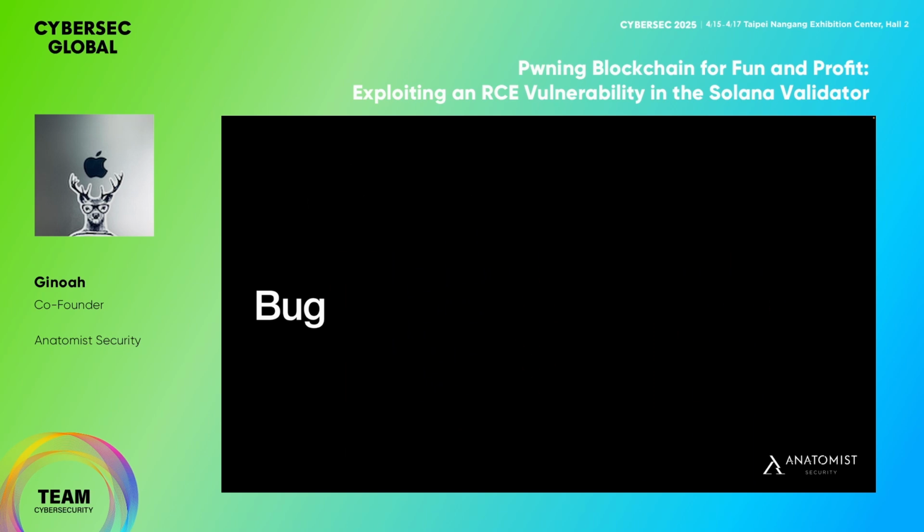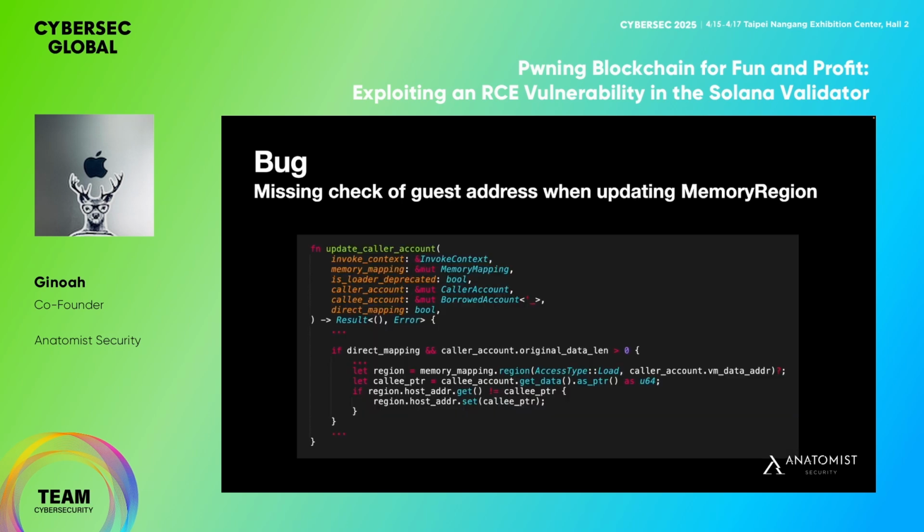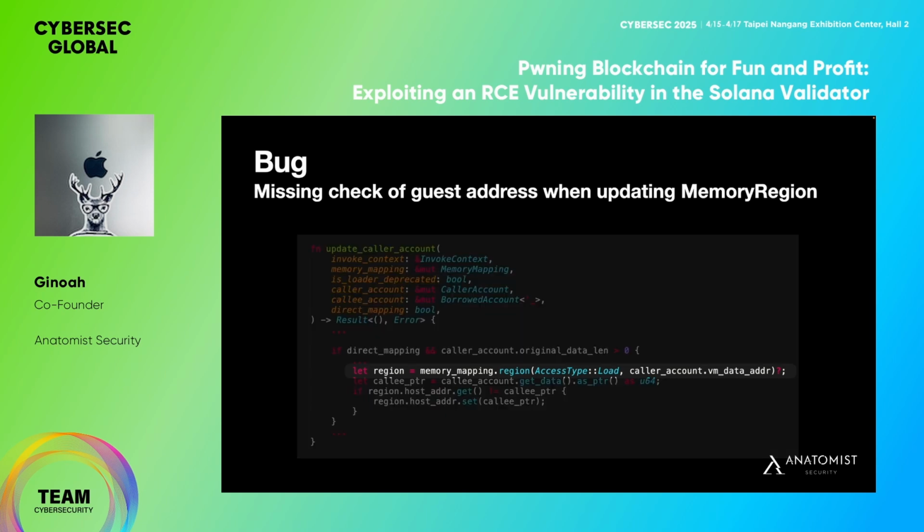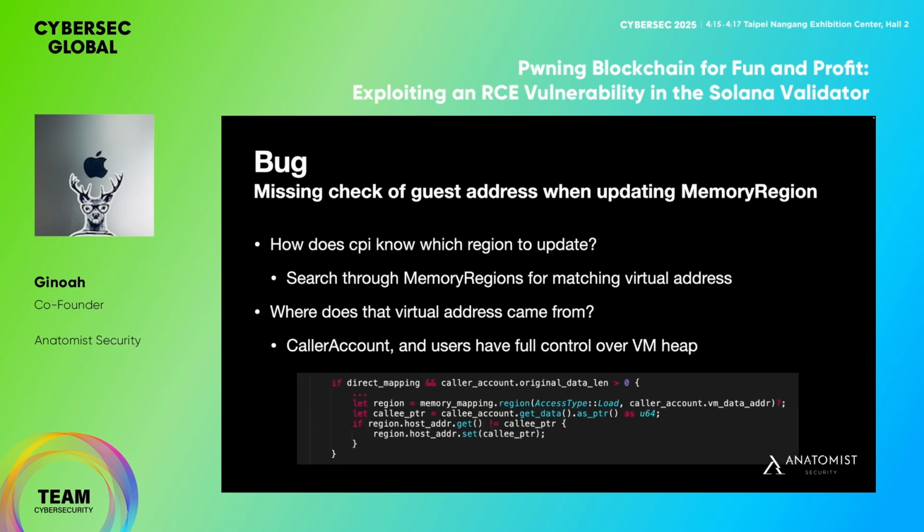Finally, now we have covered all the background mechanisms we need to understand. So, finally, here's the bug. When returning from CPIs, in the replacement procedure, update caller account is called. We search for a memory region with the VM data address in caller accounts, and then update the host address if the host address in the memory region doesn't match the address from account share data.